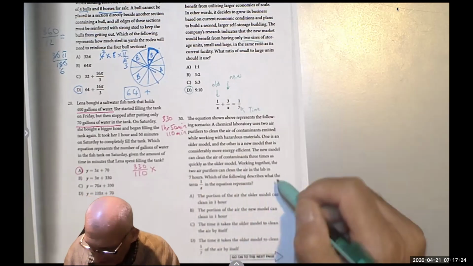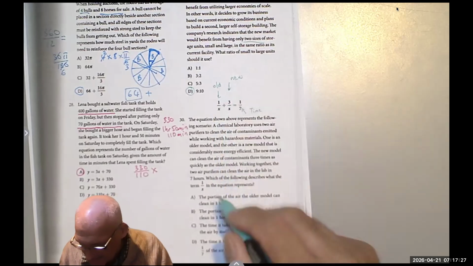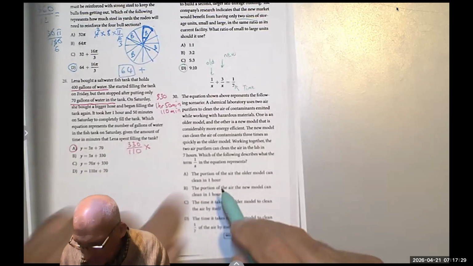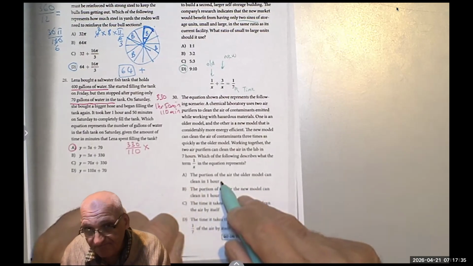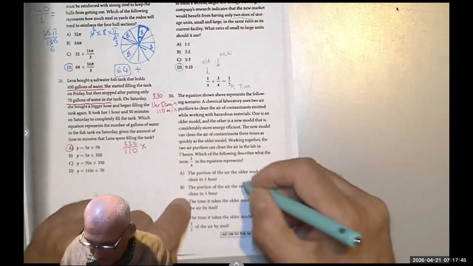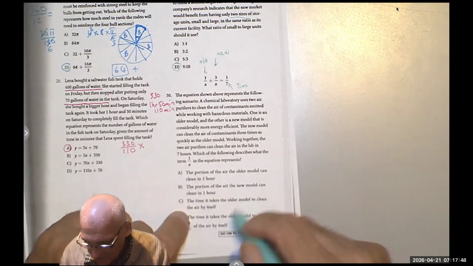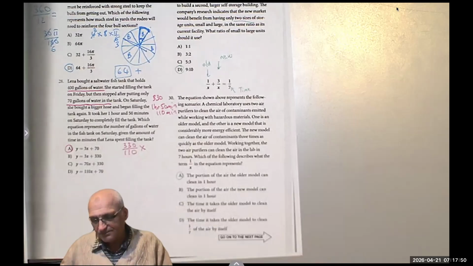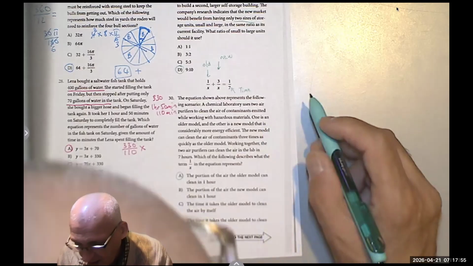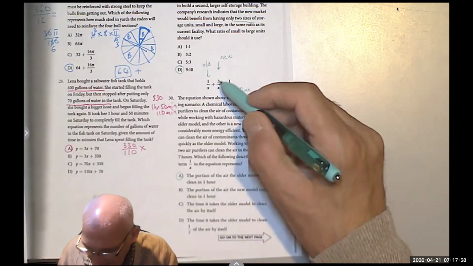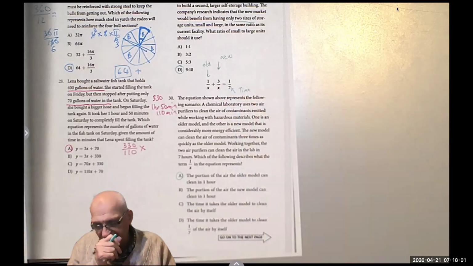Which of the following describes what the term 1 over x in the equation represents? The portion of the air the older model can clean in 1 hour. And the portion of the air the new, it's not new. The time it takes, no, it's A. That's the portion it can clean in an hour. And 3 over x is the portion that this can clean in an hour.